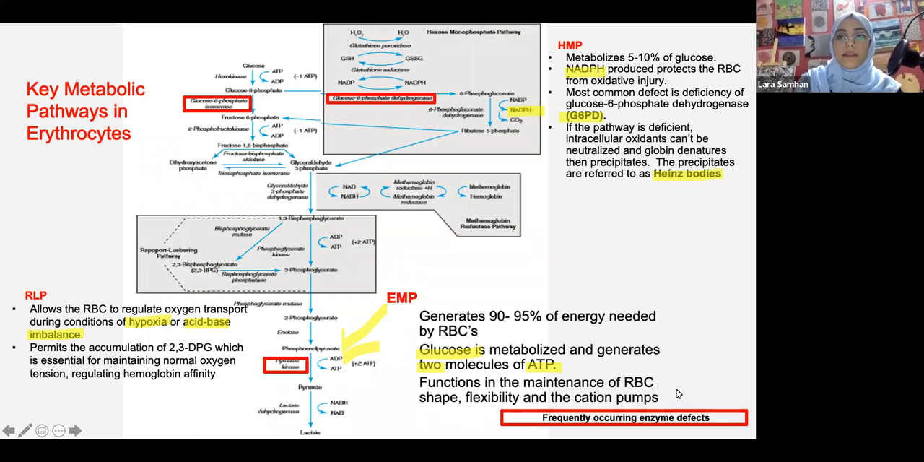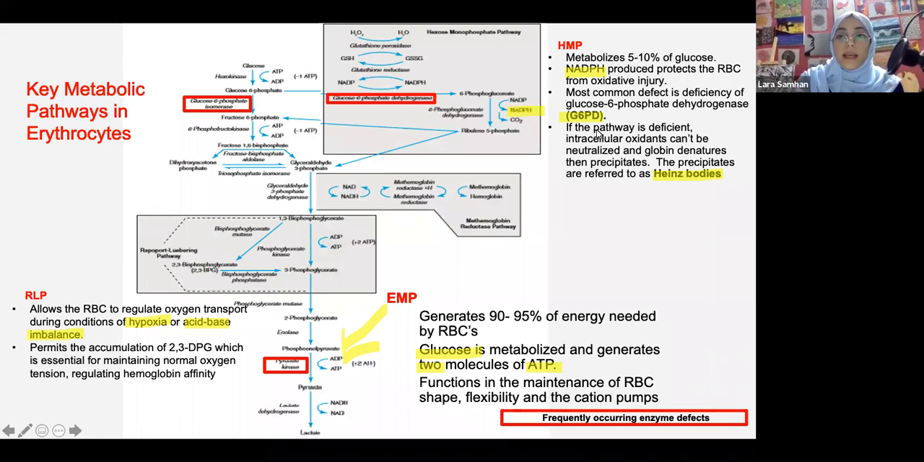Okay, so basically, as we said over here, we have the key metabolic pathways of the erythrocyte, or of the RBC. There are mainly three. Number one, the HMP, the hexose monophosphate pathway, then the EMP, and the RLP. Now, the most important thing about the hexose monophosphate pathway is that it has the NADPH. NADP gets reduced and becomes NADPH by adding an H. The NADPH and the G6PD, we really like it a lot. Why? Because it removes all free radicals. It removes all oxidation that happens to the RBC.